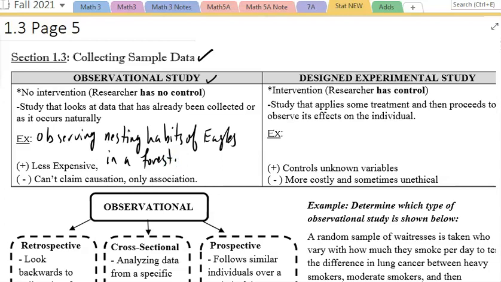Now normally those are less expensive because you're not doing much, you're just observing. You can't claim causation. You can't say this happened because of this, because this is natural, only association.